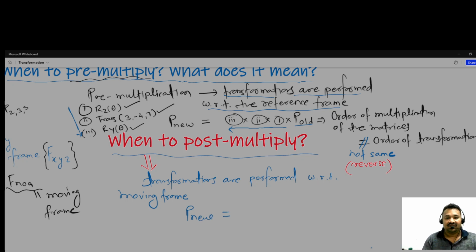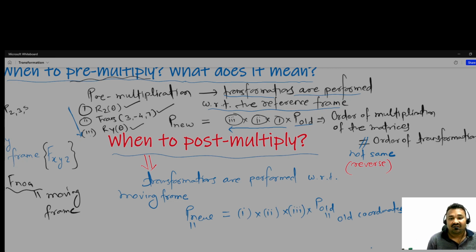क्या हो जाएगा यहाँ पे? सबसे पहले जो old frame P old means this is the new frame, new coordinates, and this is the old coordinates, which is going to be subject of multiple transformations. Okay. So अब क्या हो जाएगा यहाँ पे, ये अपनी जगह यहीं पे रहेगा. Okay. But the order of sequence is here, the first sequence of multiplication, then second, then third, then the old frame coordinates.